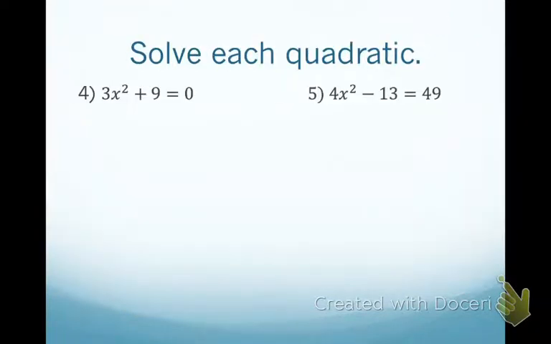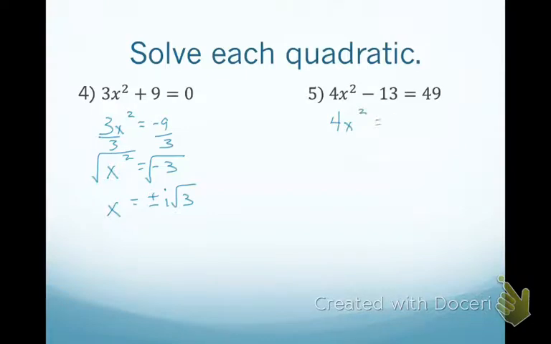Now let's solve each of these quadratics. Notice on number 4 we just have an x squared term, so that means we can isolate it and take the square root. So subtract 9 and then divide by 3. So x squared equals negative 3. Now this is an example of where an imaginary number will show up, because the square root of negative 3, think of it as the square root of negative 1, which is i, and then the square root of 3. And always remember, with your square root solutions, you need to give the positive and negative case.